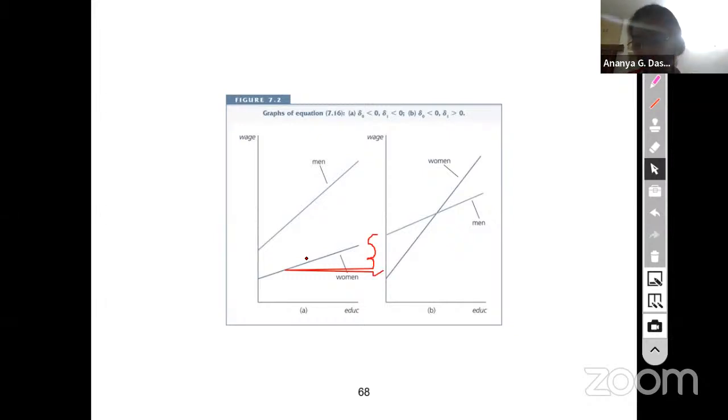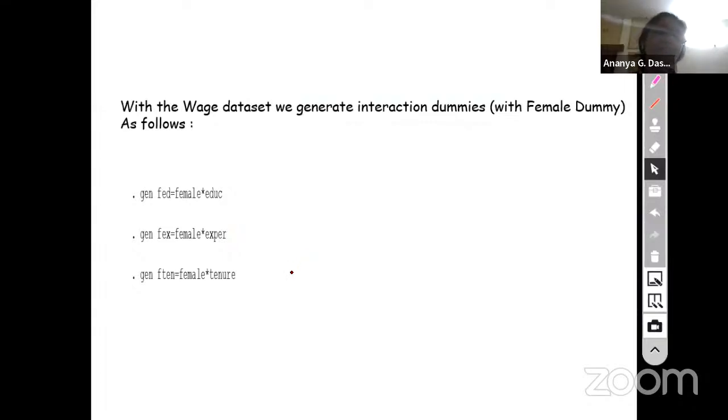How do you achieve this? You achieve this in practice in the following way. So remember my model. My model is wage regressed on education, experience, and tenure. Now I want to allow for two completely different lines for the men and the women in my data set. So what do I do? I include a female dummy. On top of that, I multiply the dummy with each one of my explanatory variables. I multiply it with education. I create a variable called FED, which is female times education. I multiply the dummy with experience.